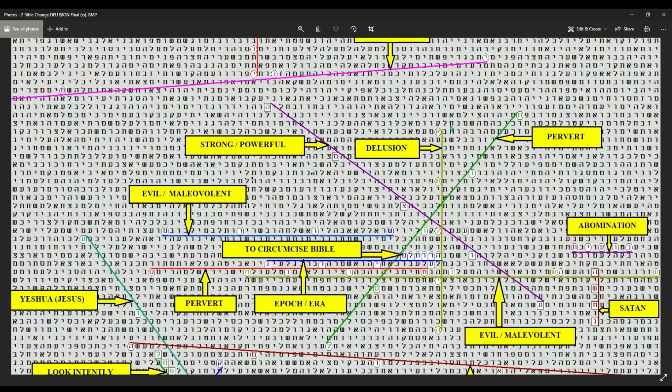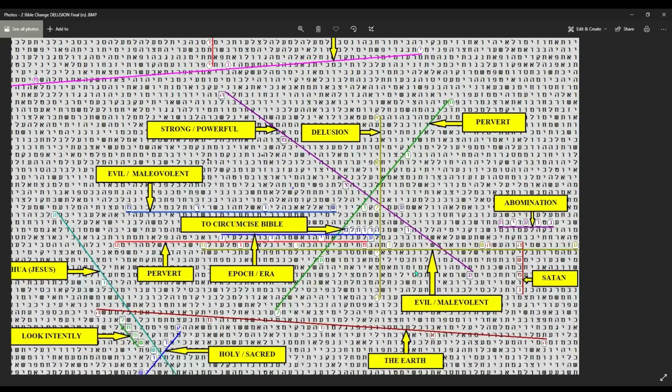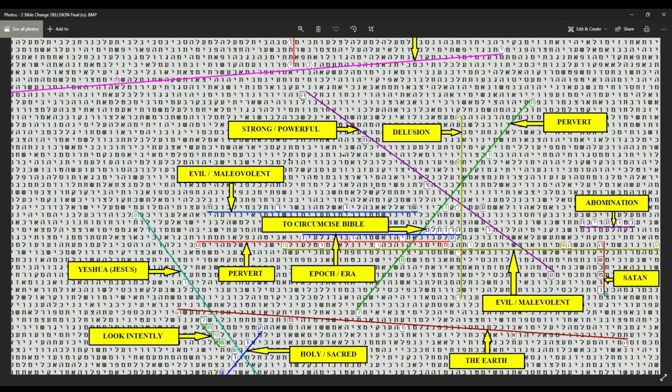And we have the word delusion, and we have the word strong or powerful crossing over. All around this we have Satan, the brown here, abomination just above. We have the word evil going all the way across, or malevolent. We have epoch, the era, going across onto where we have the words the era of evil, and pervert just above that. And we have evil and malevolent again.